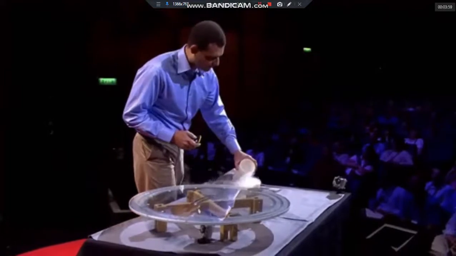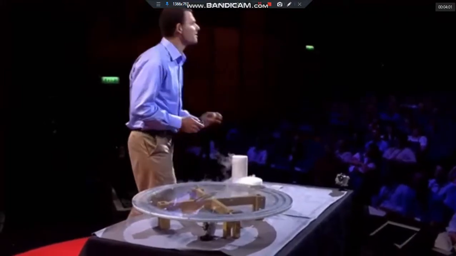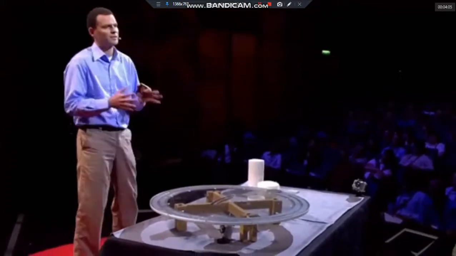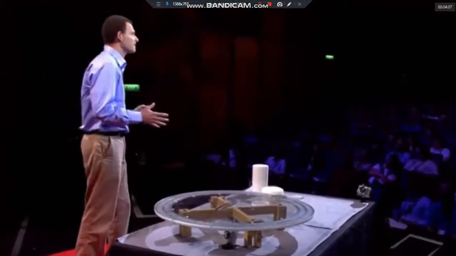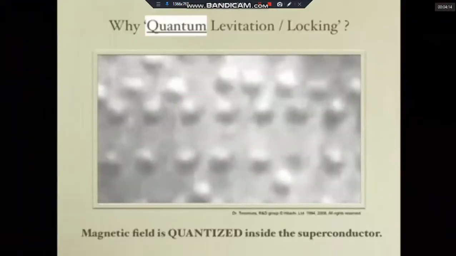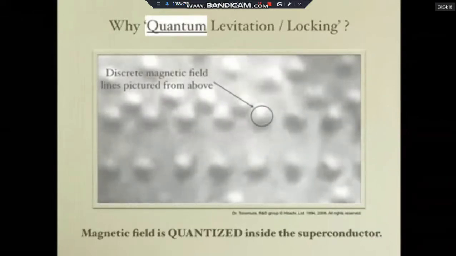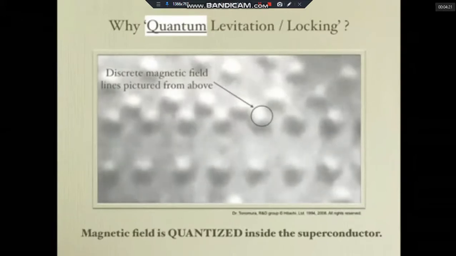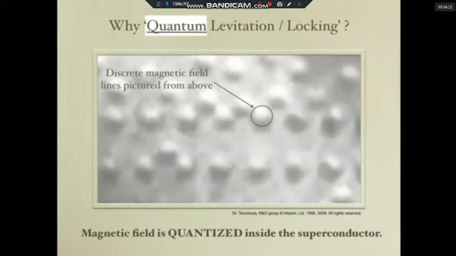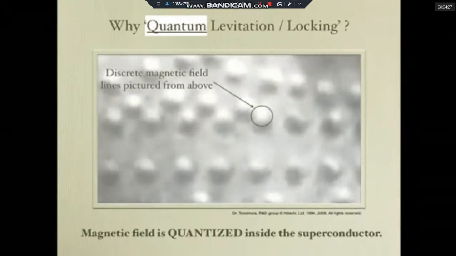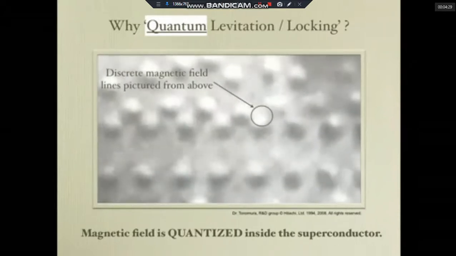And these strands of magnetic field inside the superconductor come in discrete quantities. Why? Because it is a quantum phenomenon. It's quantum physics. And it turns out that they behave like quantum particles. In this movie here, you can see how they flow one by one, discretely. These are strands of magnetic field. These are not particles, but they behave like particles. So this is why we call this effect quantum levitation and quantum locking.